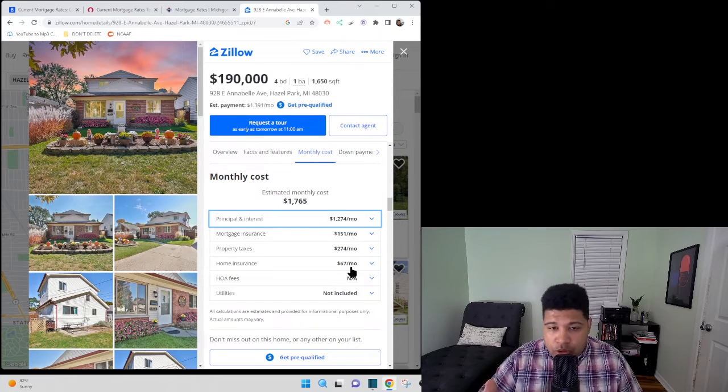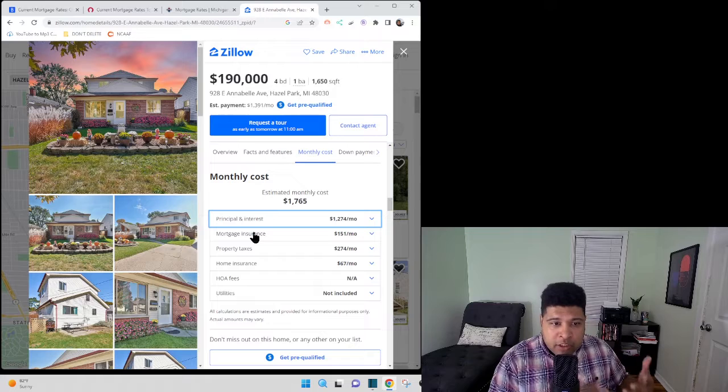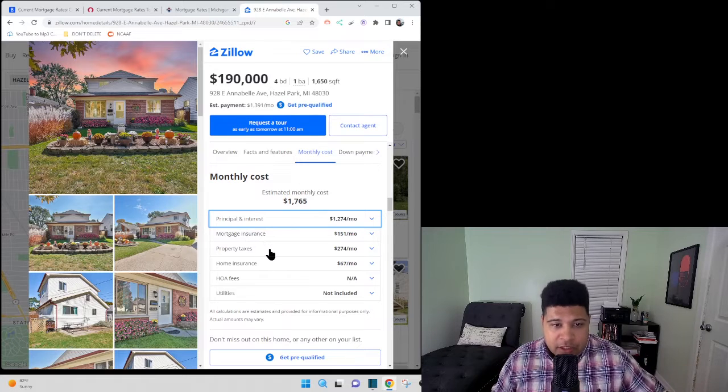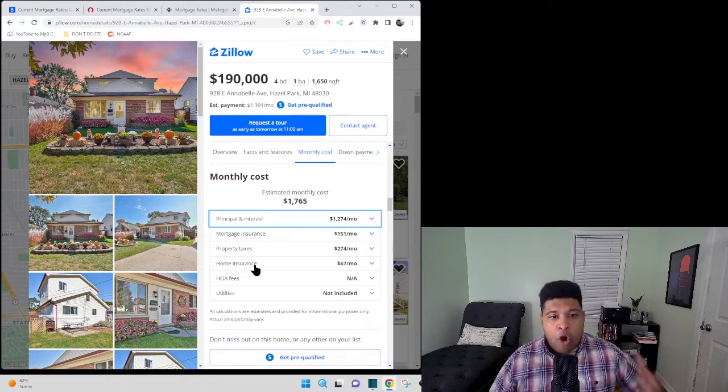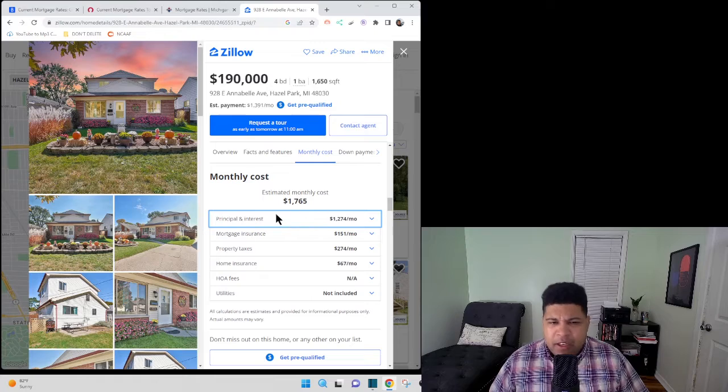Now, this homeowner insurance is kind of low. The homeowner insurance covers your property if something happens. Mortgage insurance covers the lender if you default, if you put less than 20% down, and taxes go to the city or county. People get mortgage insurance and homeowner insurance confused. Think homeowner insurance for the homeowners, mortgage insurance for the mortgage company, and then property taxes. But we'll break down this payment in a little bit, okay?